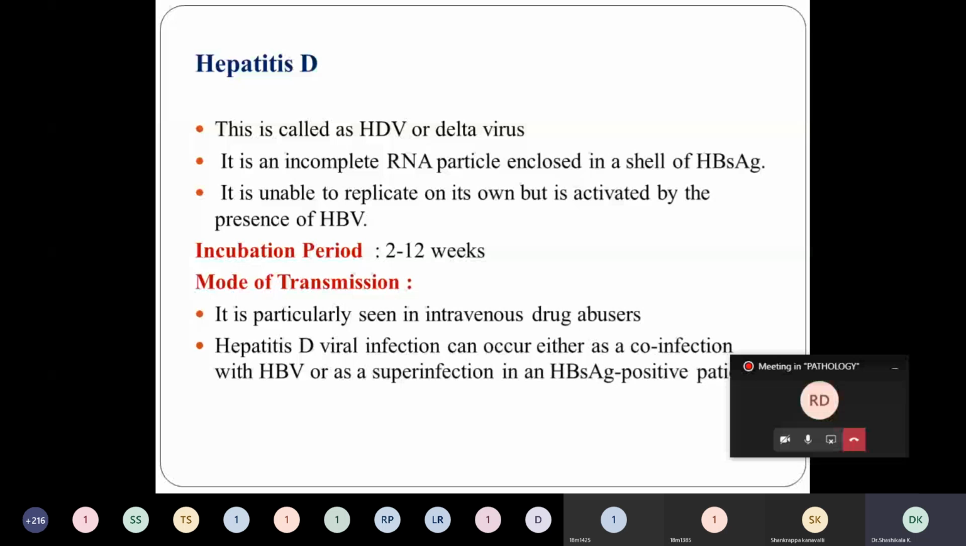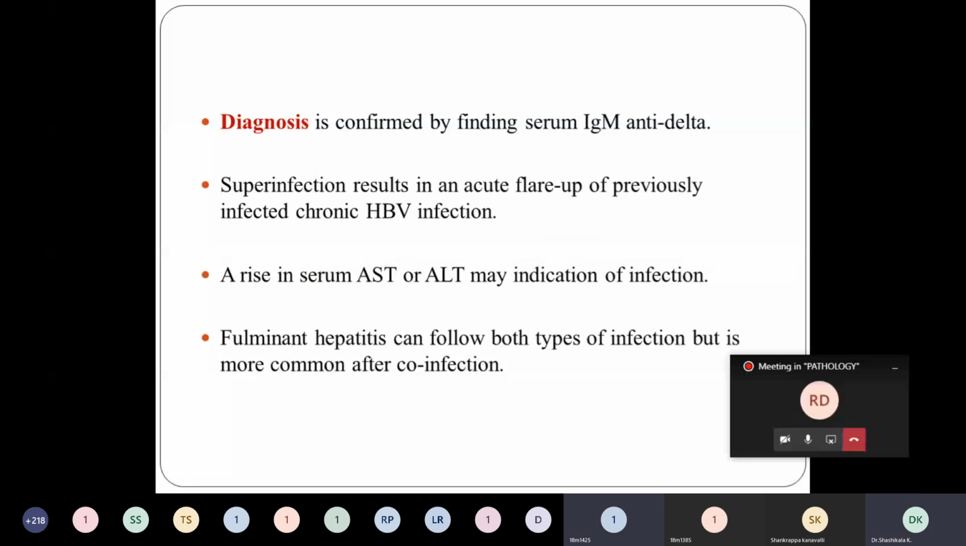The incubation period is 2 to 12 weeks. Mode of transmission: it's particularly seen in intravenous drug abusers. This infection can occur either as a co-infection with HBV or as a superinfection in a HBsAg positive patient. Diagnosis is confirmed by finding serum IgG anti-delta.